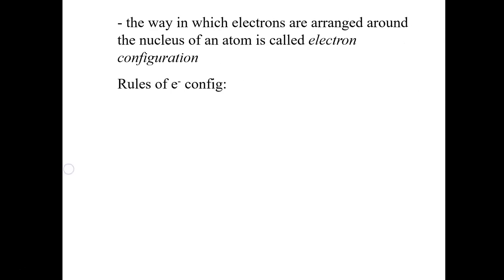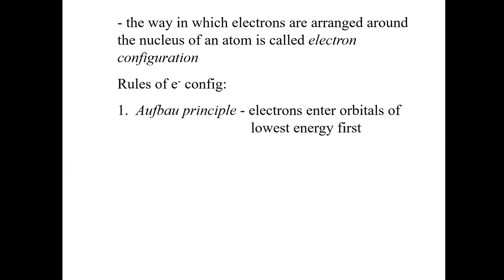So, electron configurations, the rules. Here we go. Rule number 1, and each of these rules has a name based on the person who came up with it. This one's called the Aufbau principle. The Aufbau principle says electrons enter orbitals of lowest energy first. Well, duh, we just talked about that, right? The lowest energy first is what all things want to be in.